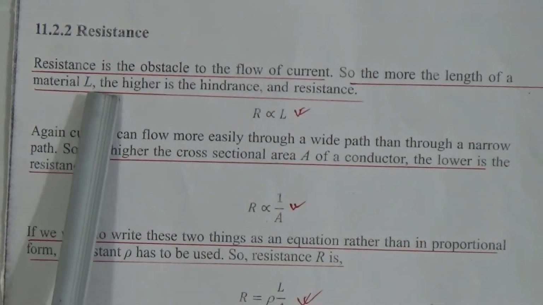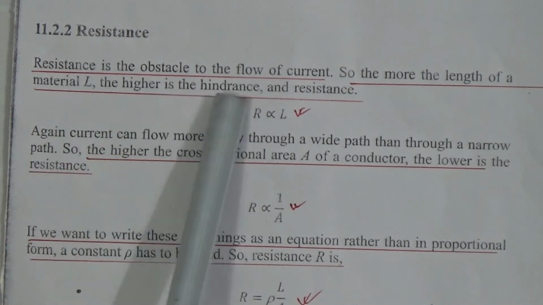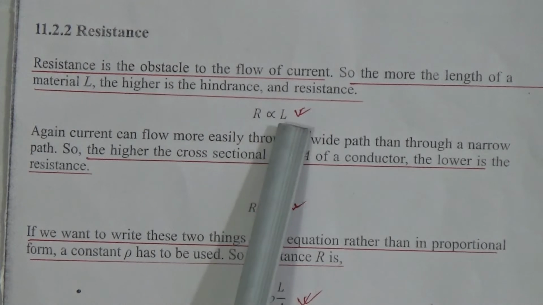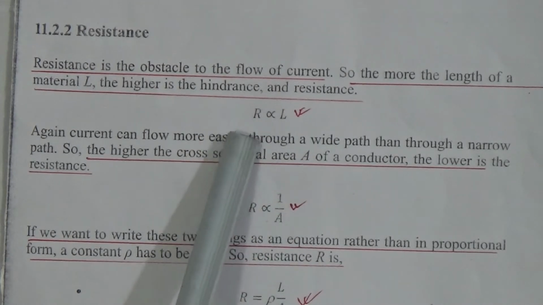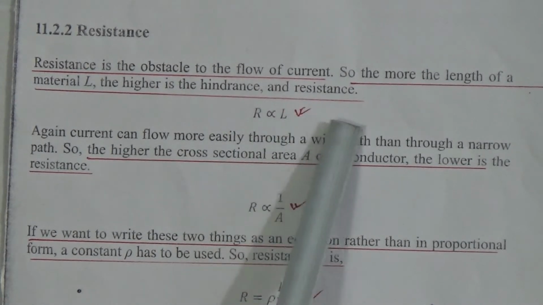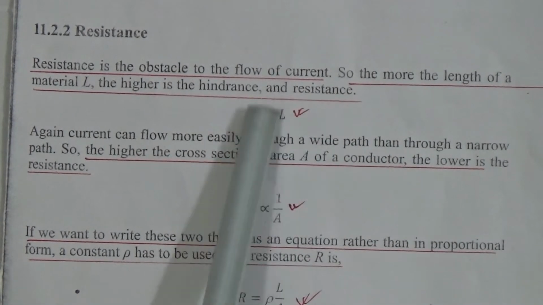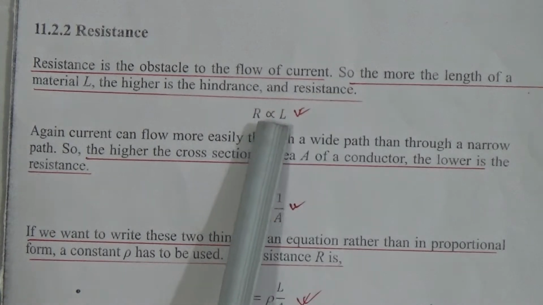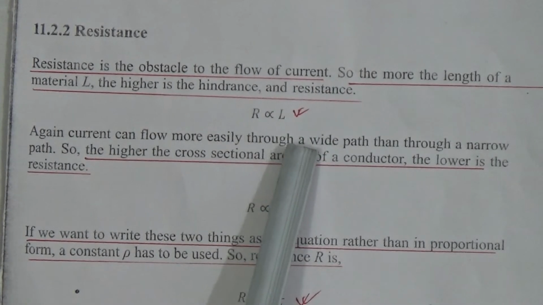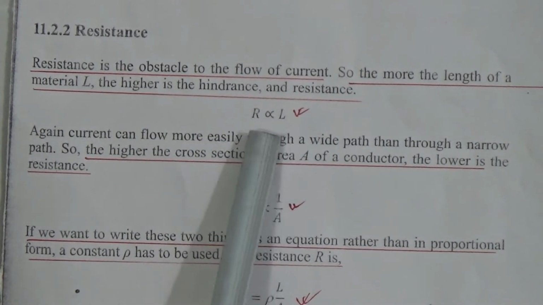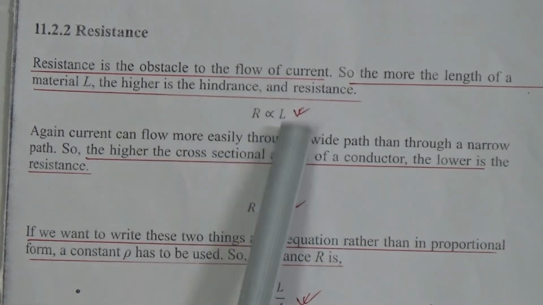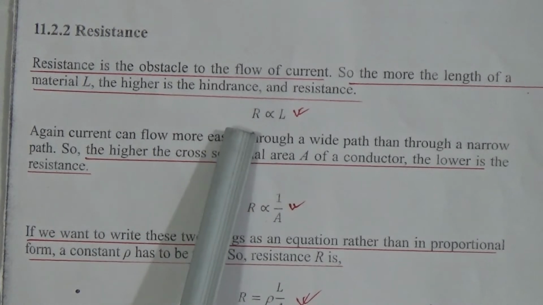The more the length L of a material, the higher the hindrance and resistance. So we can say R is proportional to L. Here R is resistance and L is length. So my dear students, from the laws of resistance we can say the more the length of the material, the higher the hindrance and resistance. So R is proportional to L. If the resistance increases, then the length will also increase.